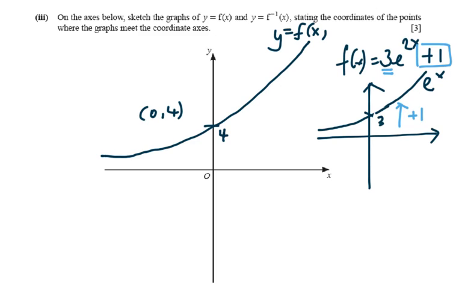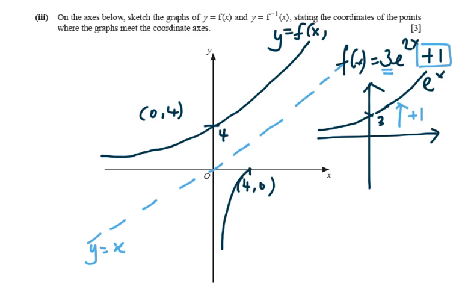For its inverse, we also learned that for all the inverse graphs, it is actually the reflection at the line y equals to x. When you have the intersection at (0, 4), its inverse will be at (4, 0). Hence, your reflection will be here. So this is how you sketch the graph of function f and its inverse.